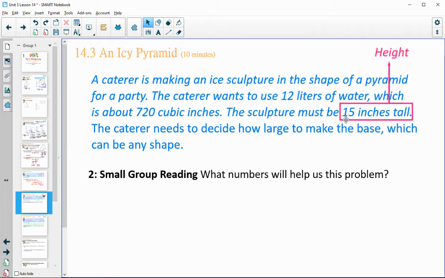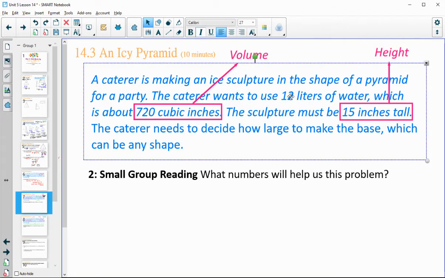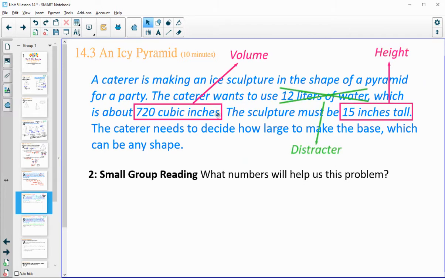So certainly that it needs to be 15 inches tall. Then there's these two numbers that deal with the amount of water. One of them is useful for us and one of them isn't. The cubic inches is going to be useful for us because that's a volume measurement. Liters is not going to be helpful for us. Yes, it's a volume measure, but not in the way that we would calculate volume. And so that one's actually just an extraneous number, or a distractor number, that we don't want to use.